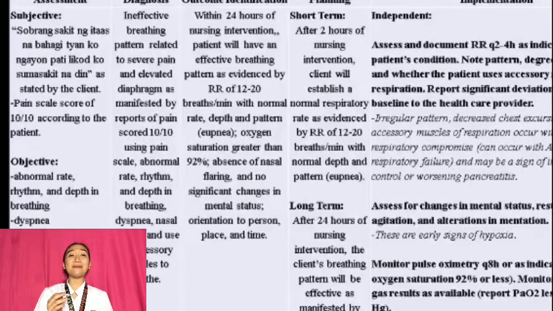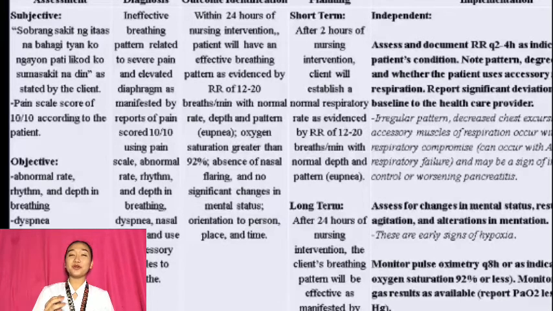So for the outcome identification, within 24 hours of nursing intervention, the patient will have an effective breathing pattern as evidenced by respiratory rate of 12 to 20 breaths per minute with normal rate, depth and pattern eupnea, oxygen saturation greater than 92%, absence of nasal flaring, and no significant change in mental status, orientation to person, place and time.